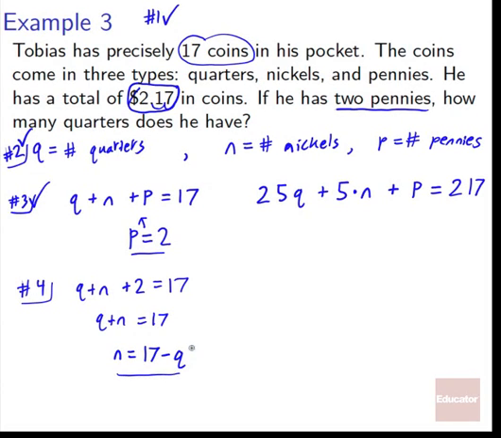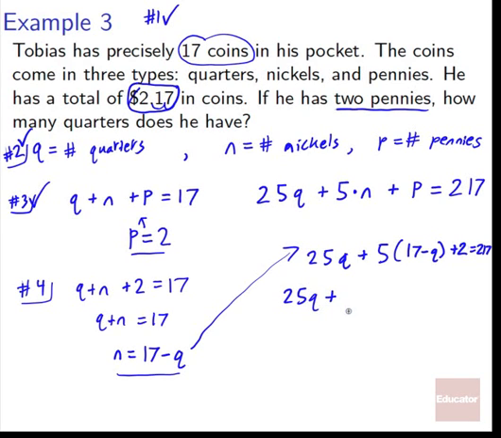Great. We take that information, we plug it in over here, so 25Q plus 5 quantity, remember we have to substitute with quantities, 17 minus Q plus P equals 217. Hey, do we know what P is? Yeah, we sure know what P is. P is just 2. So 25Q, we'll distribute that 5 plus 5 times 17. 5 times 17 is 70.